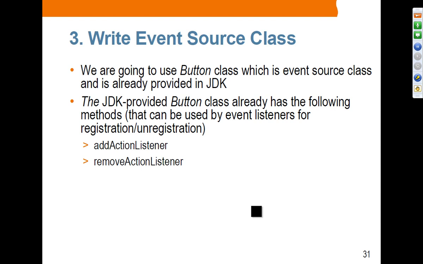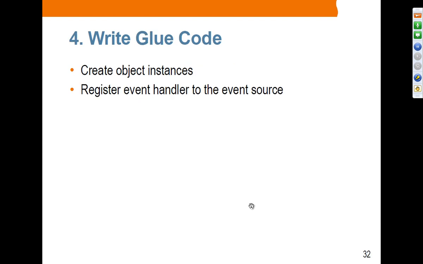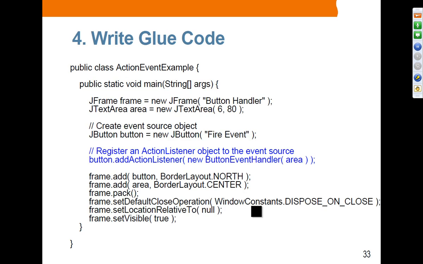And then you are going to write the event source class. So we are going to use a button class which is already provided in the JDK. It does already have add action listener and remove action listener for registration. All right, now we are going to write the glue code in which we create object instances of this event source and event listener, and then we register the event listener object to the event source using the add listener method. So this is the glue code.